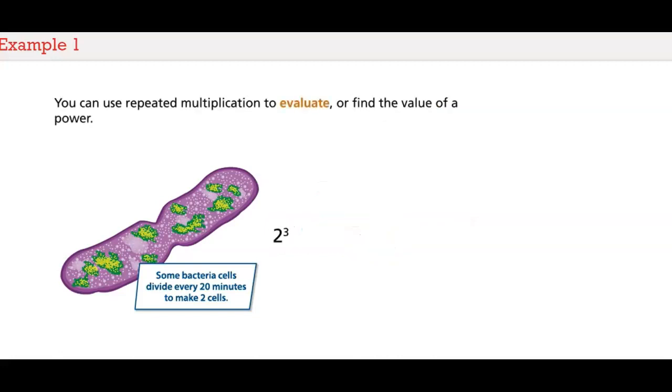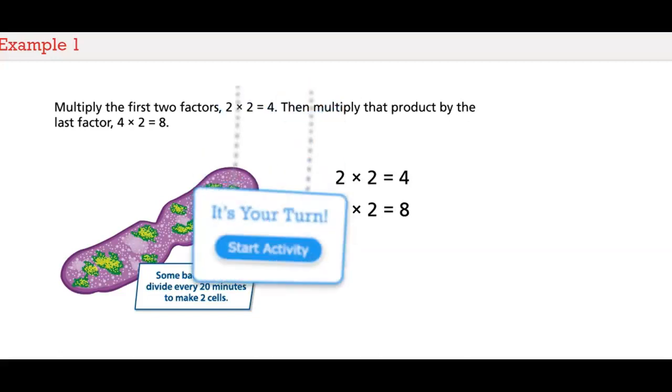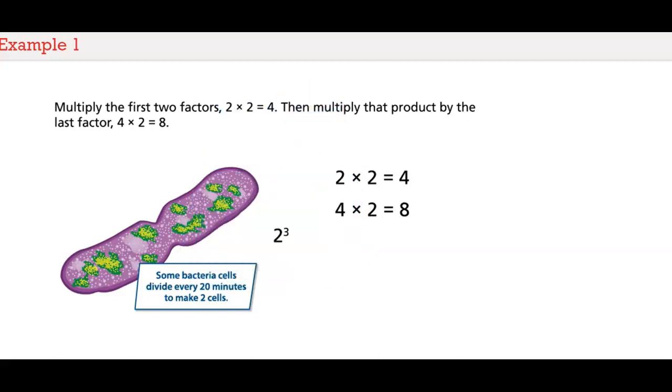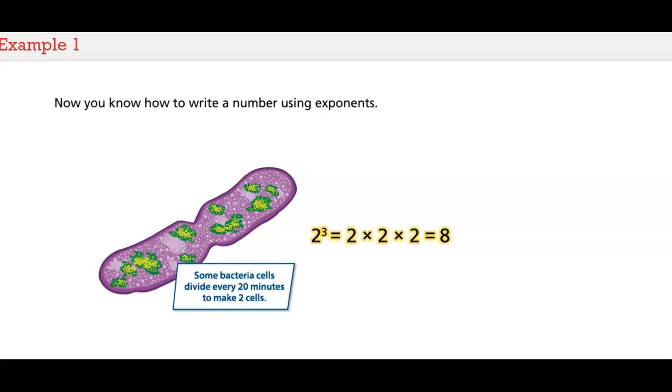You can use repeated multiplication to evaluate, or find the value of, a power. Multiply the first two factors. 2 times 2 equals 4. Then multiply that product by the last factor. 4 times 2 equals 8. 2 to the third power equals 2 times 2 times 2 equals 8. There will be 8 cells after 1 hour. Now you know how to write a number using exponents.